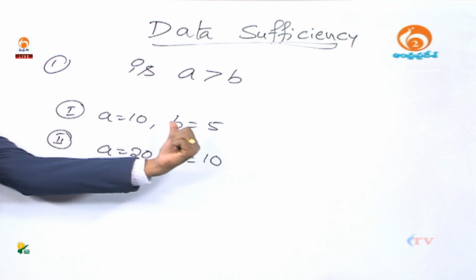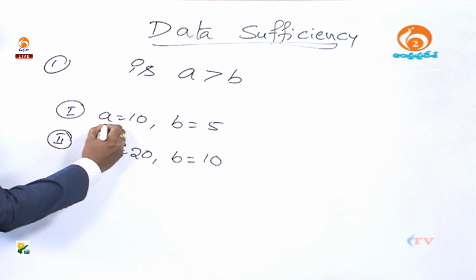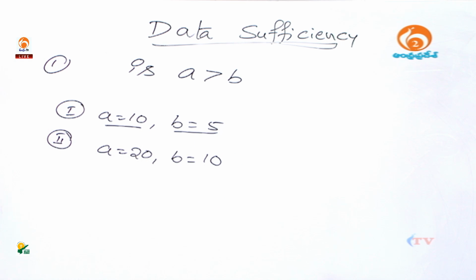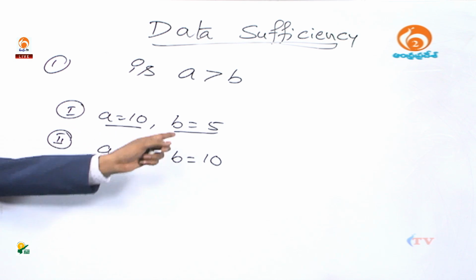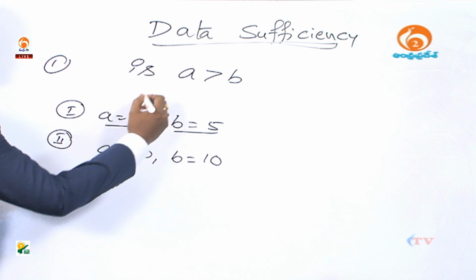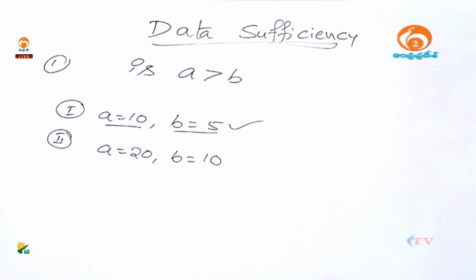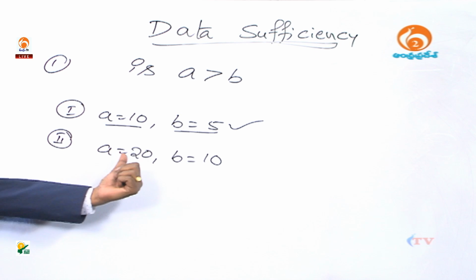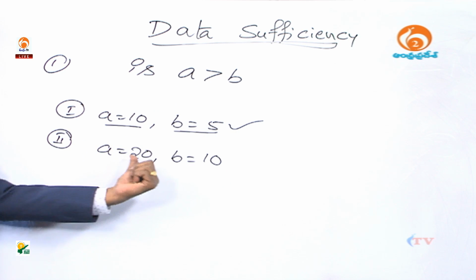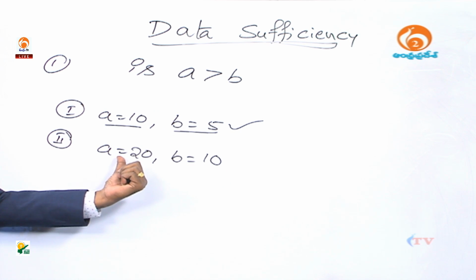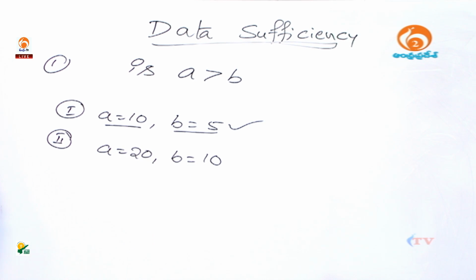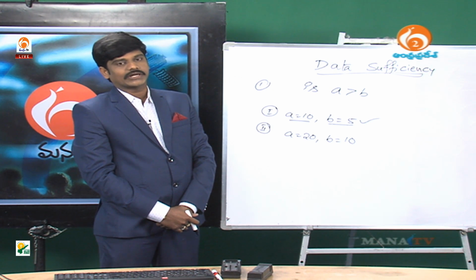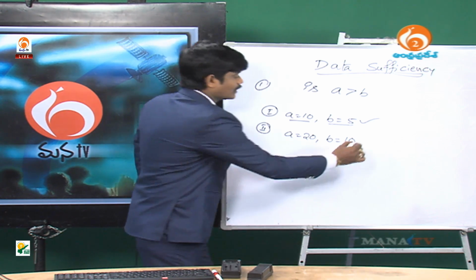Either from the first condition you can conclude, here A value is 10 and B value is 5. So by using this first condition, for is A greater than B, definitely you can conclude A value is more than B value, that means A is greater than B. And then by using the second condition again, A equals 20 and B equals 10, you can conclude A is greater than B.